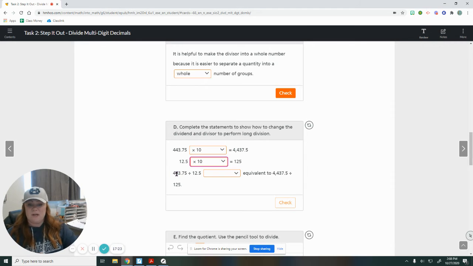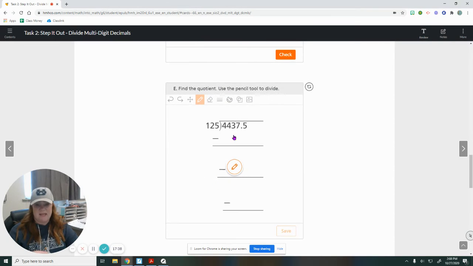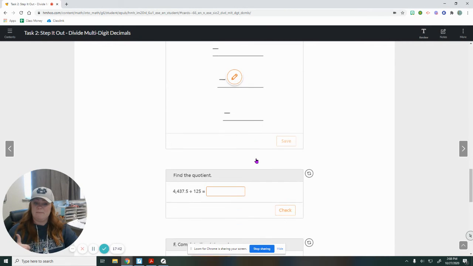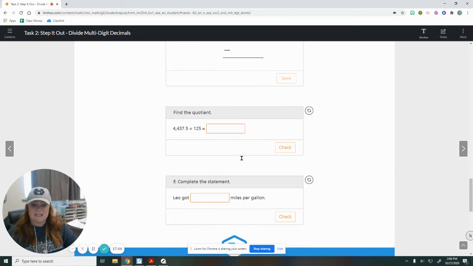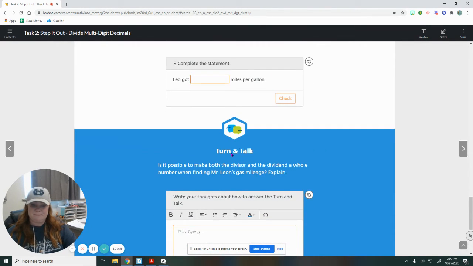So 443.75 divided by 12. Is that the same? So it looks like they moved the decimal back behind the 7, moved the decimal back behind the 5. So they are the same there. And then you're going to show me your work here. So how did we do that? Here's your answer and putting it in a statement.